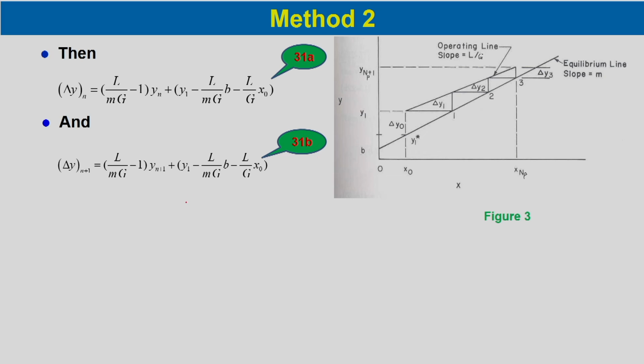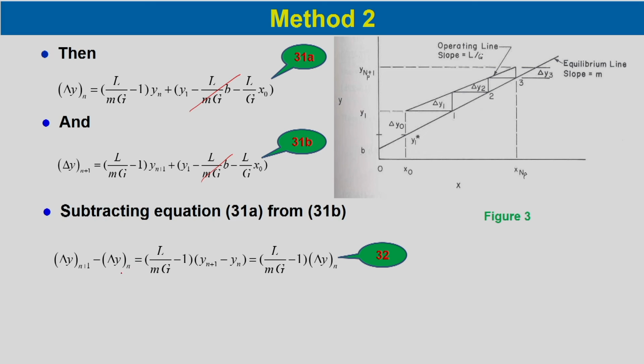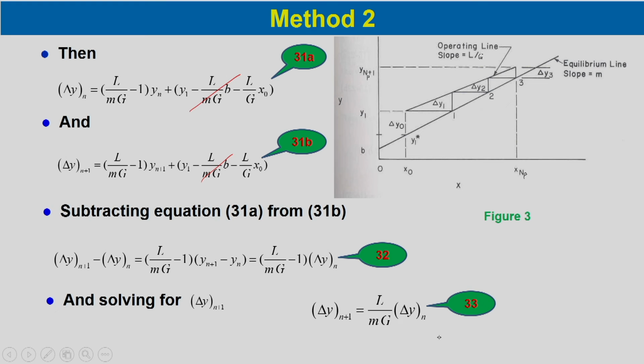So, these two will cancel out and we will have delta y n plus 1 minus delta y n equal to L by m g minus 1 into y n plus 1 minus y n, which would be equal to L by m g minus 1 into delta y n. So, this is equation 32, and now if we solve this equation for delta y n plus 1, we will have L by m g into delta y n.